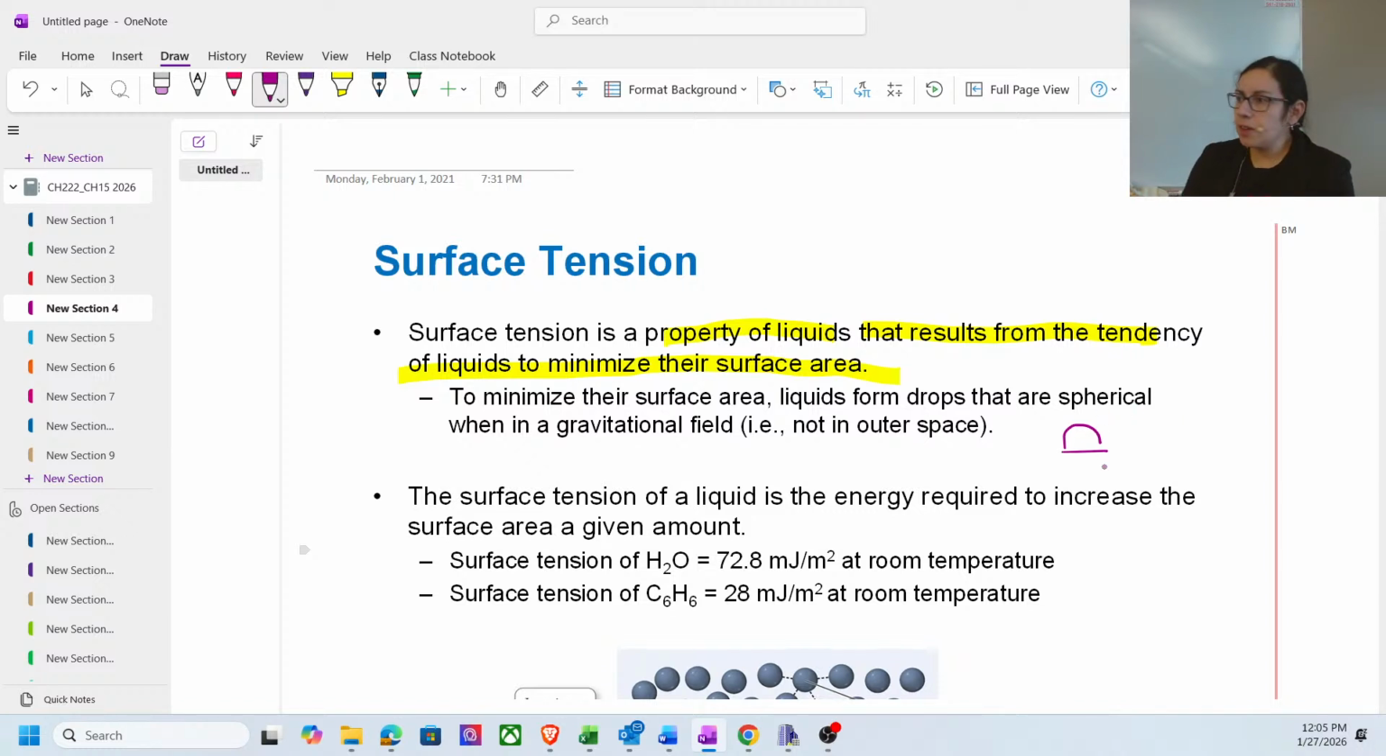I didn't bring it today, but I'll probably try to bring it for Thursday, where we can compare how many drops of water you can get on a penny versus an organic substance. That's always a fun thing.